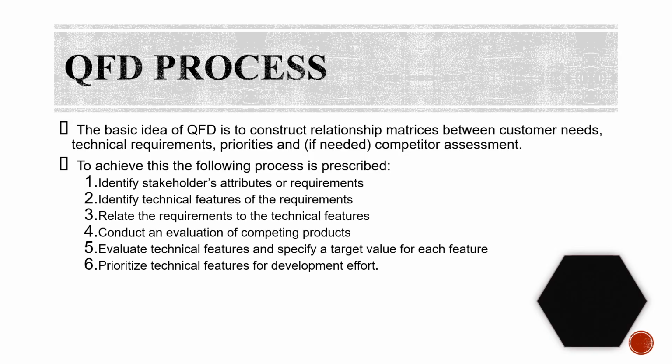So the process of quality function deployment to achieve its desired result is as follows: identify the stakeholders, attributes or requirements, identify technical features of the requirements, relate the requirements to the technical features, conduct an evaluation of competing products, evaluate technical features and specify a target value for each feature, and prioritize technical features for deployment effort.